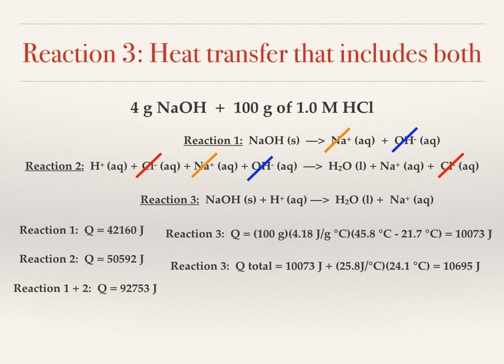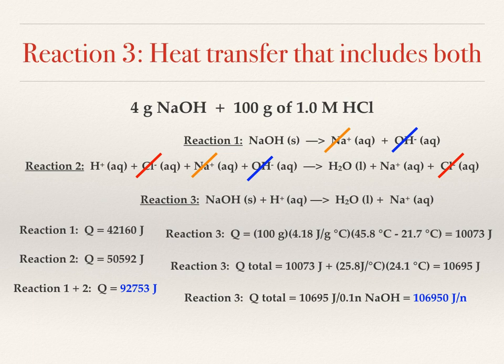Now in that reaction, the 4 grams of sodium hydroxide is going to be 0.1 moles of sodium hydroxide. So when we do our math here and come up with our heat of reaction per mole, we get around 106,950 joules per mole. Now again, we said that reaction 1 and 2 should add up to what we find out for reaction 3, and those are really close to each other.